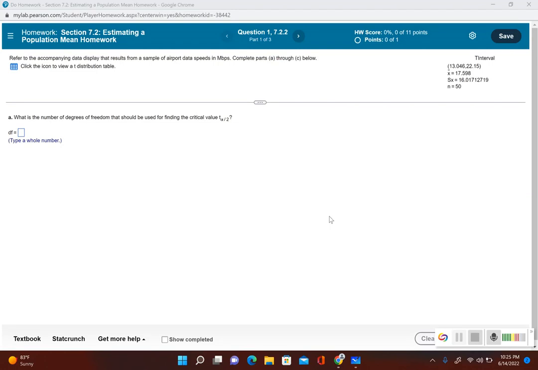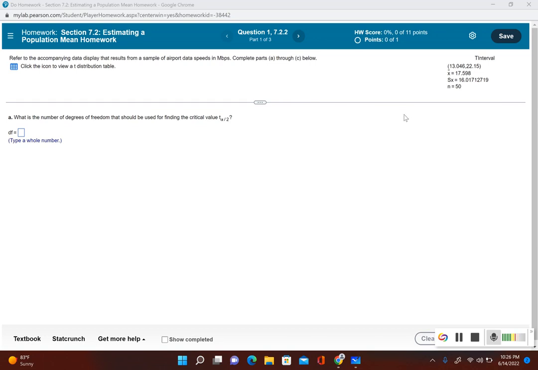In section 7.2, we take a look at estimating the population mean by constructing a confidence interval, which gives us a range of values where we predict where the population mean would be in between two values. Now, in this particular problem, it's asking us for the degrees of freedom, and then it's going to also ask us for the critical value.